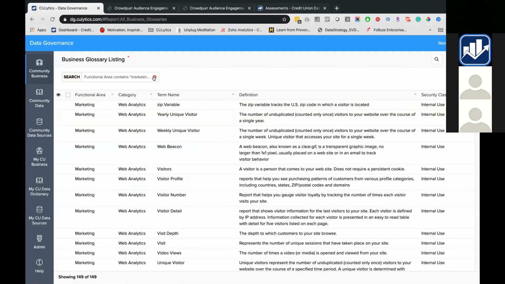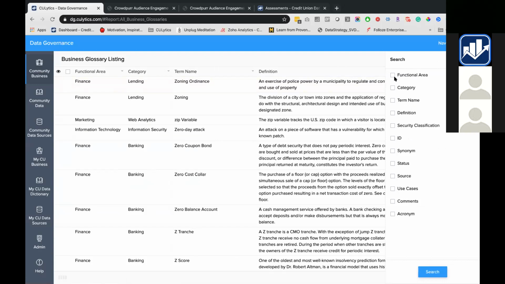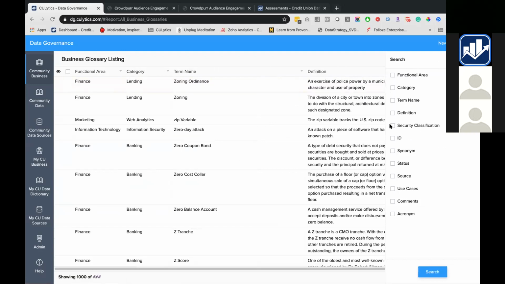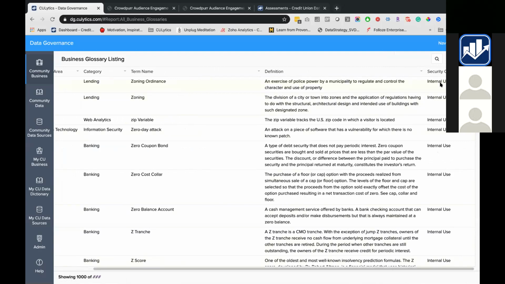In this glossary listing, you can of course do a search. There is extensive search around the functional areas, the category, and the security classification. Security classification is pretty interesting because it tells whether a term is used for internal use, meaning within the organization, whether it is confidential, with some sensitive information, or whether it is super secret. There are some of those definitions that we have defined, and we are open to your input as you look at it.